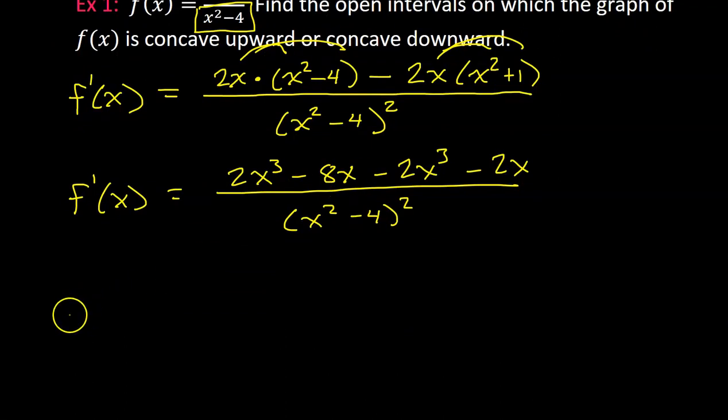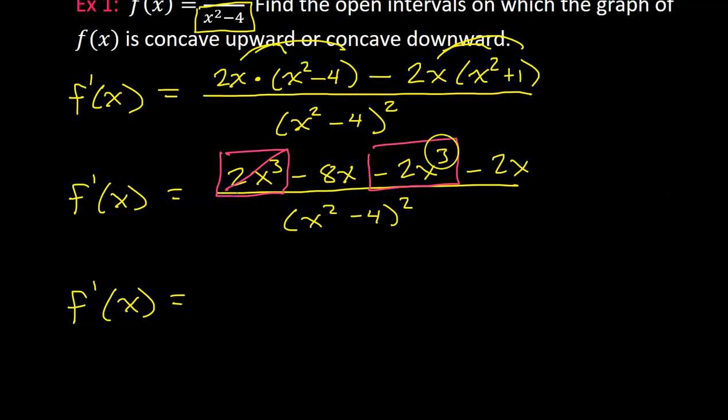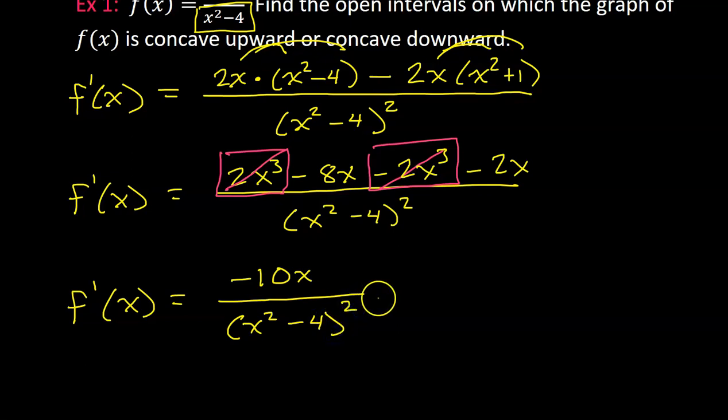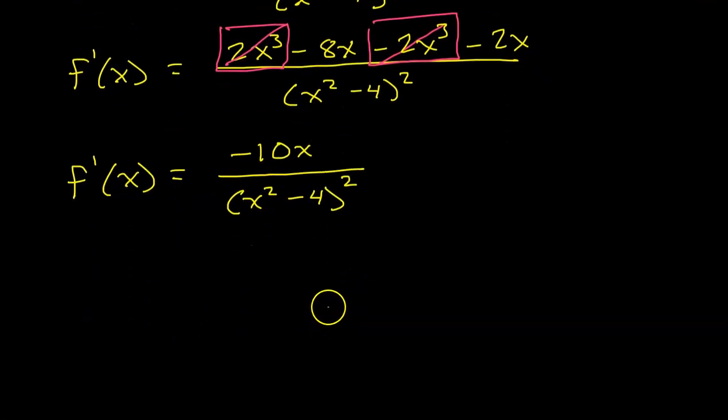All right, let's combine like terms in the numerator. Oh, well, this is interesting. We have a 2x to the third power and then a negative 2x to the third power. So, of course, those are just going to cancel each other out completely. And then negative 8x and negative 2x is negative 10x. So we have negative 10x over x squared minus 4 squared. So that's it. This is the first derivative.